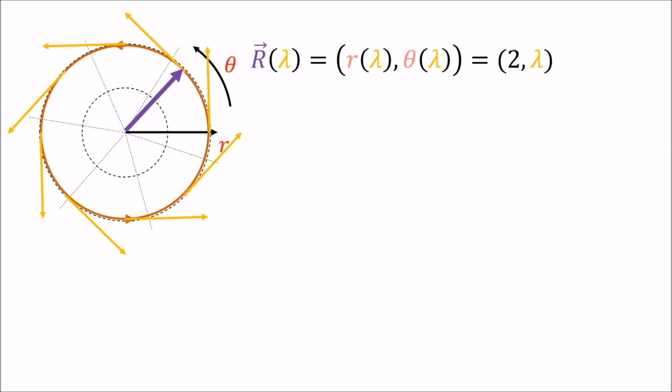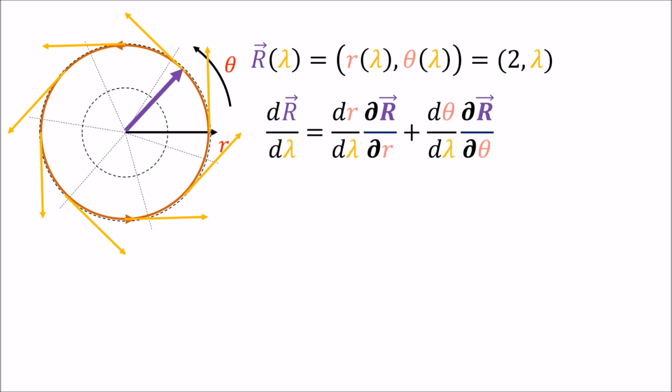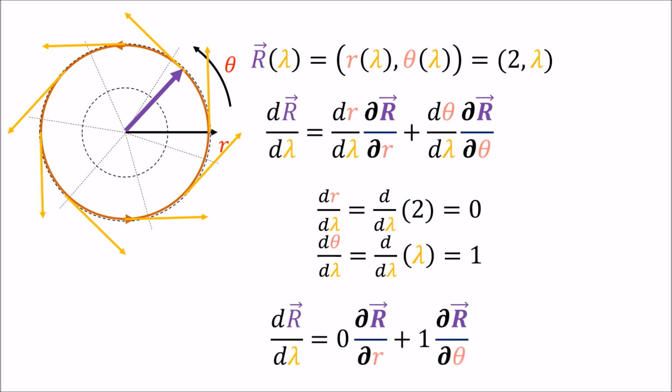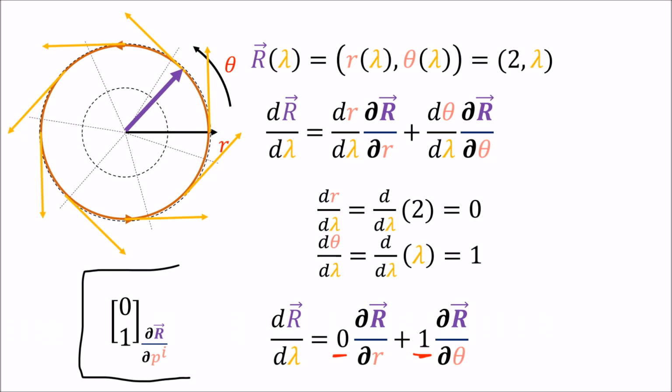So given this parameterization in polar coordinates, we can try to get the components of this vector field in polar coordinates. So the component d little r by d lambda, that's just the derivative of 2, which is 0 since 2 is a constant. And the component d theta by d lambda is just the derivative of lambda, which is 1. So the components of this vector field in polar coordinates are really simple. It's just 0 and 1. And again, we can write that in a column vector like this.